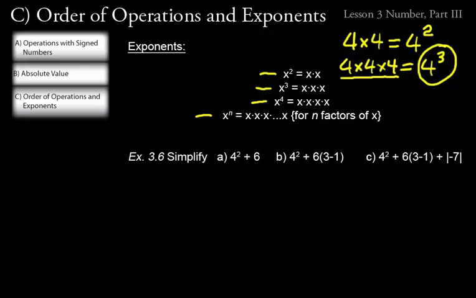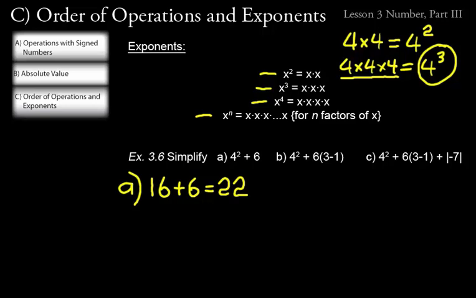So let's do some practice problems now. Let's simplify here. Look at A. 4 squared plus 6. So 4 squared, that's a multiplication, right? So we want to do that first. So that would be 16. And then let's add the 6 to that. And that would give us 22.